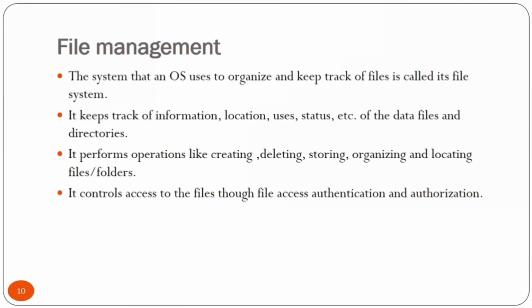Then comes file management. The system that an operating system uses to organize and keep track of files is called its file system. It keeps track of information, location, users, status, etc. of the data and the directories. It performs operations like creating, deleting, storing, organizing, and locating files and folders. Next, it controls access to the files through file access authentication and authorization. So, these works are done in file management.